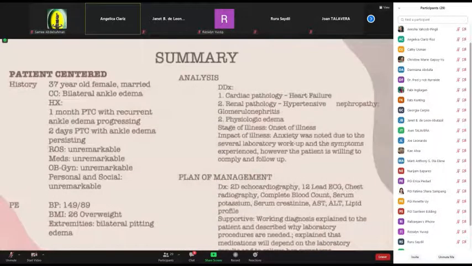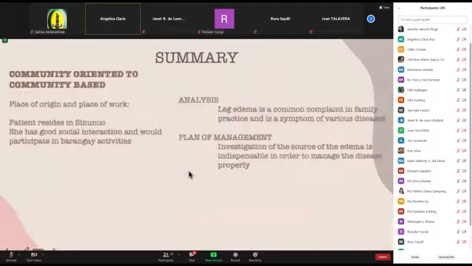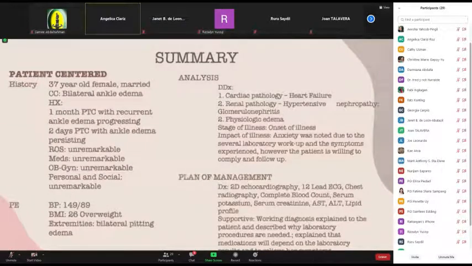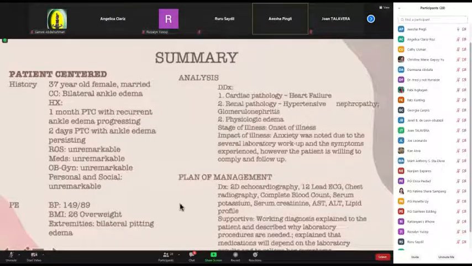So in summary, this is the PFC, patient-centered, family-focused, community-oriented approach that I came up with. So basically, sinamarize ko lang po. So for the plan of management, idediretso ko na lang po siguro sa plan of management. Kasi na-mention ko na po yung iba during the presentation.